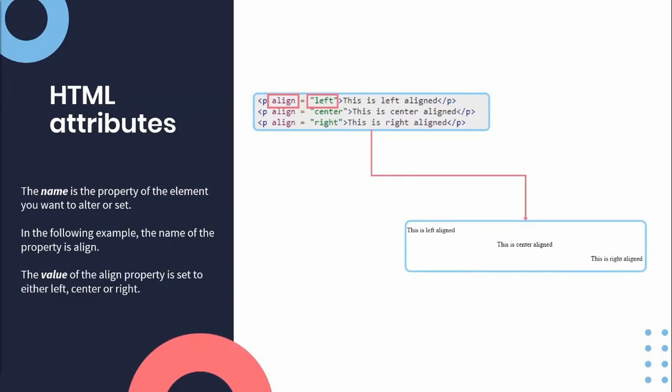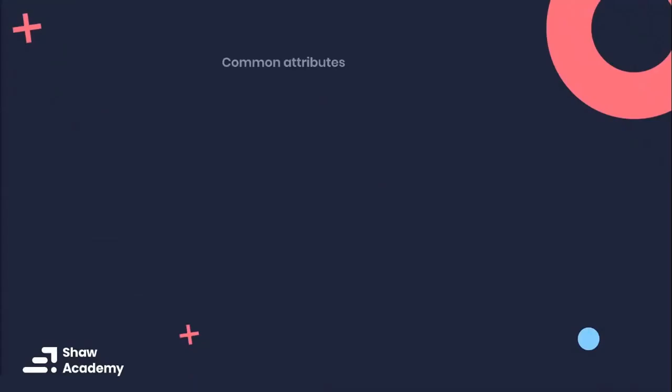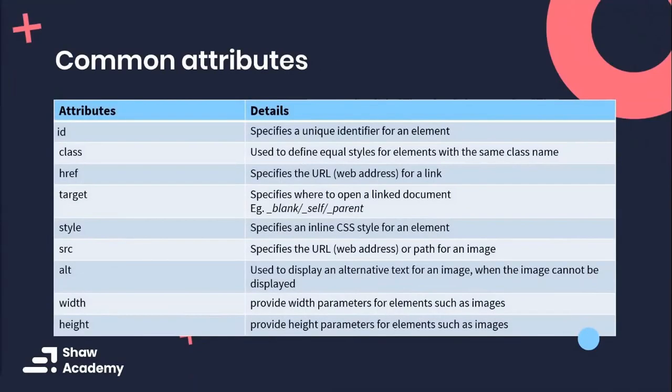Now, I think based on that, you sort of get the idea of when and why we use attributes, right? Hopefully this makes a bit more sense where attributes are concerned. So moving on, what are some common attributes out there? Here is a list of common attributes that you will most likely be using in your web development career.